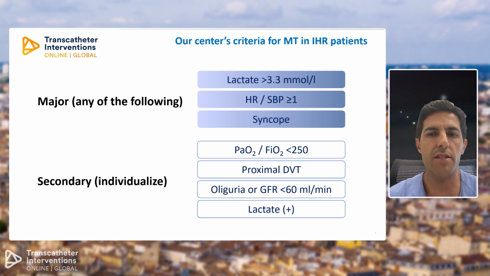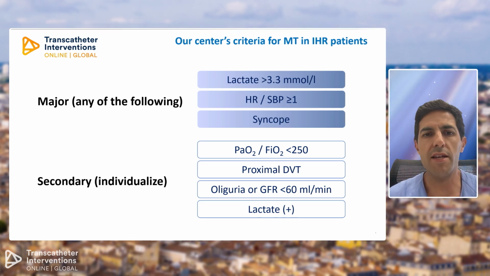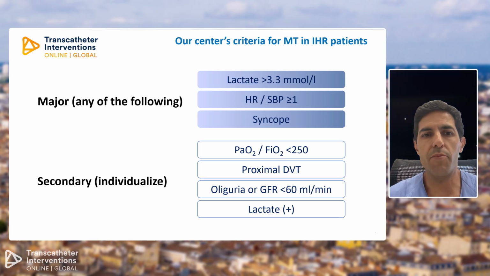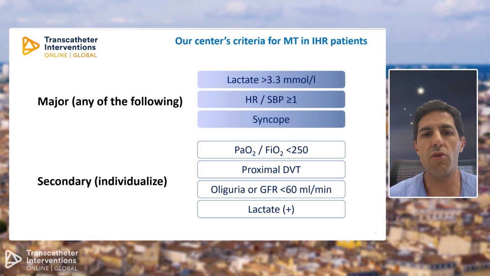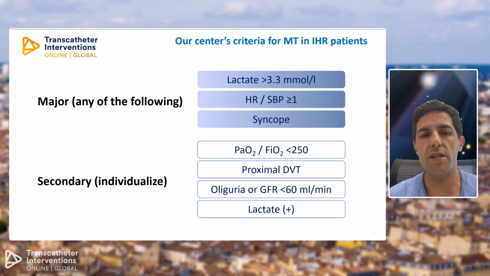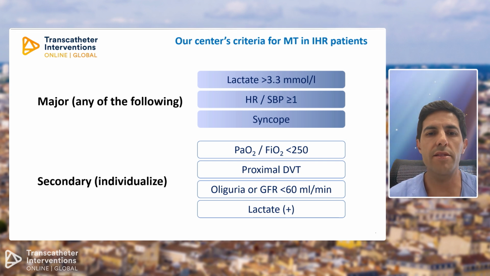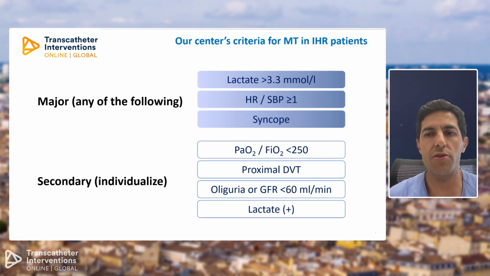But basically, at my institution, what we do is we take patients on the higher end of the spectrum of the intermediate-high risk. So we select patients who have lactate over 3.3 or shock index over 1 or syncope. These are the primary criteria, any of those, or we also individualize based on the secondary items that you can see below. So desaturation, proximal DVT, oliguria, and organ failure of some kind, or just lactate positive at the level of being just beyond your upper reference level.